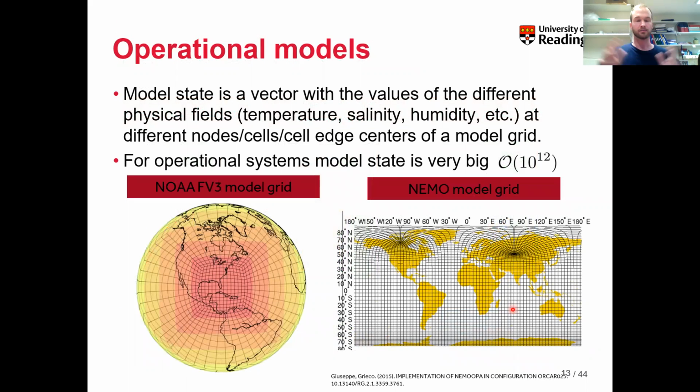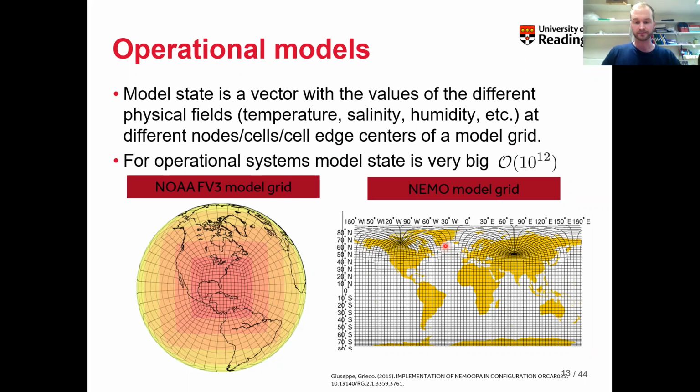And these operational models solve a set of differential equations on a finite number of points. And these points are located on the vertices or in the cell centers or the cell edges of a grid. Examples of these grids are shown over here. On the left is the grid for the new NOAA atmospheric model. On the right is the grid for the European ocean model.